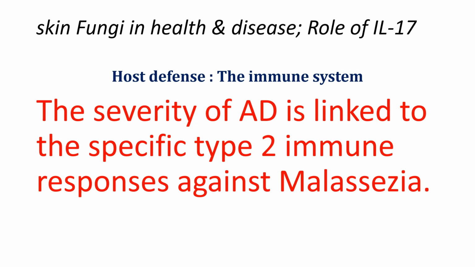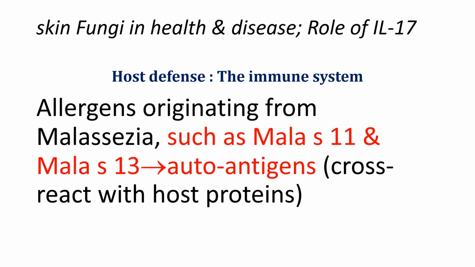In cases of atopic dermatitis flares, there is typically a compromised skin barrier and an increase in Staphylococcus aureus. Also, the severity of atopic dermatitis is linked to specific type 2 immune responses directed against Malassezia. Allergens originating from Malassezia, such as Mala s 11 and Mala s 13, can serve as autoantigens because of their ability to cross-react with host proteins, thereby exacerbating the disease.